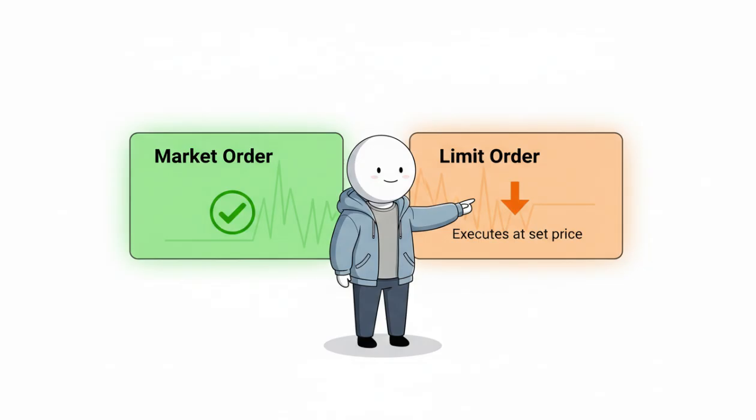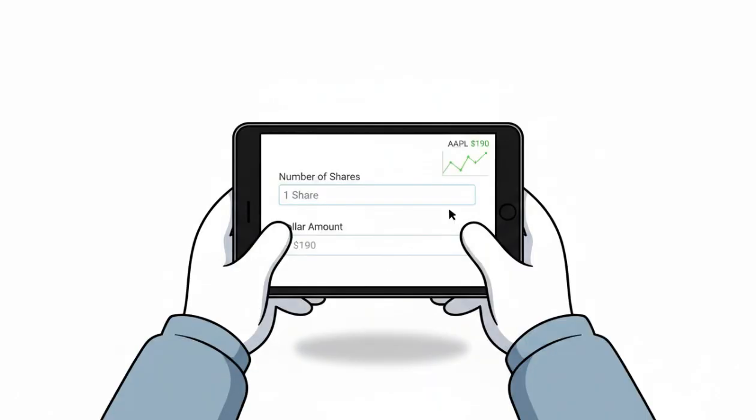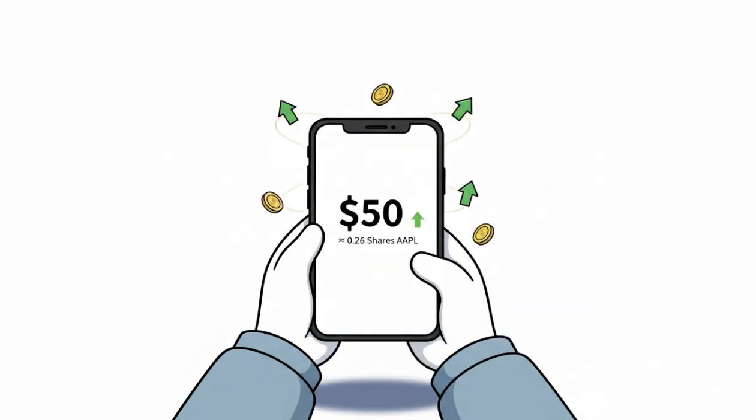Beginners often use market orders for simplicity, while limit orders help control entry price during volatility. After selecting your order type, you must choose how much to invest. You can either enter the number of shares or the dollar amount. If Apple is $190 per share and you enter 1 share, you will invest approximately $190. If you only have $100, many brokers allow fractional shares, meaning you can enter $100 and own approximately 0.52 shares. This makes investing accessible even with small amounts.